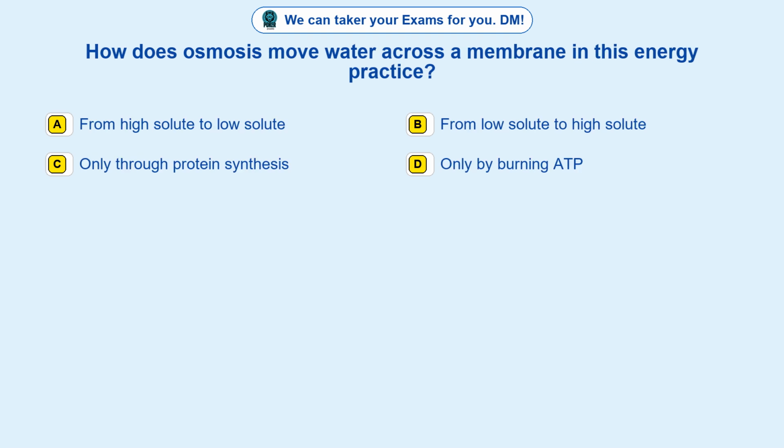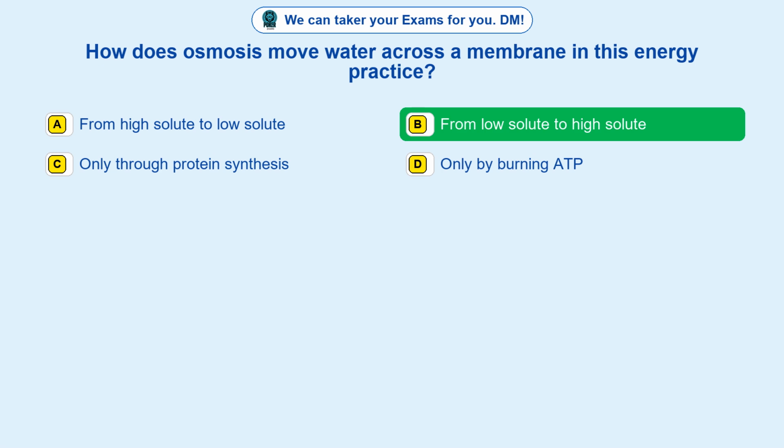Question 6. How does osmosis move water across a membrane in this energy practice? Option A, from high solute to low solute. Option B, from low solute to high solute. Option C, only through protein synthesis. Option D, only by burning ATP. The correct answer is option B, from low solute to high solute.